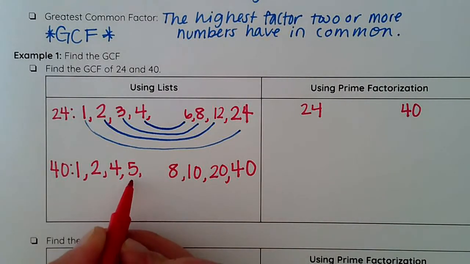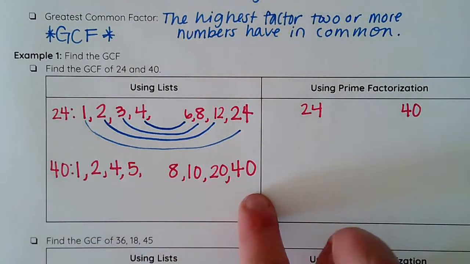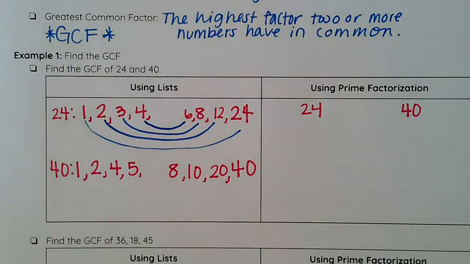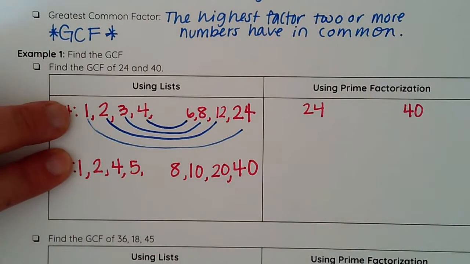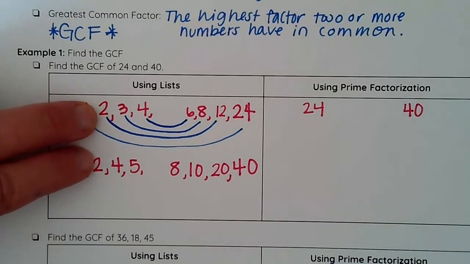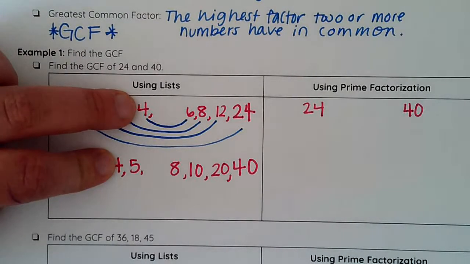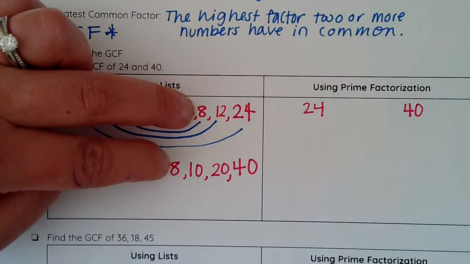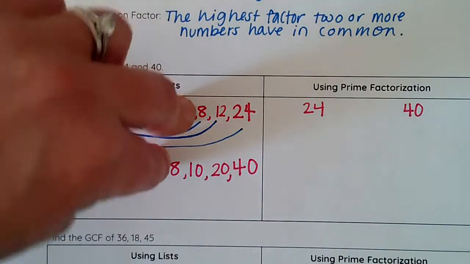Which connects to my 5. So I do not need to continue. I have listed all of my options. So I look here for the common factors. Well, 1 is common, 2, 4, 8, and that's all we got.